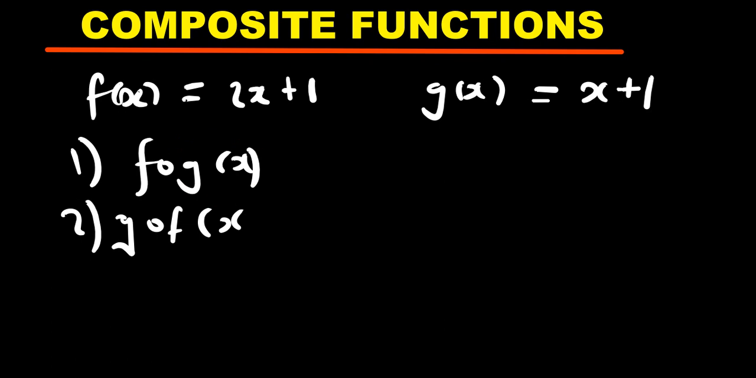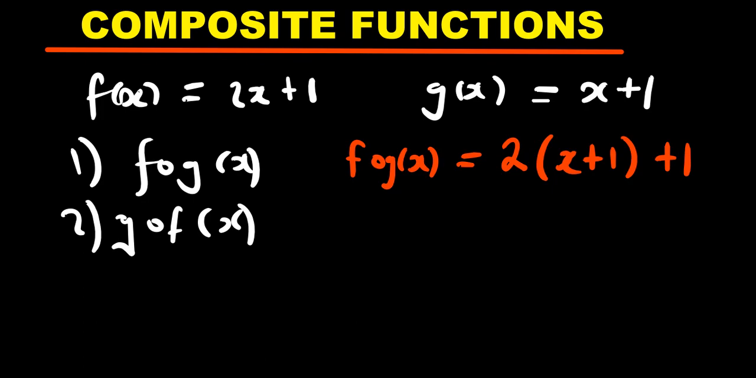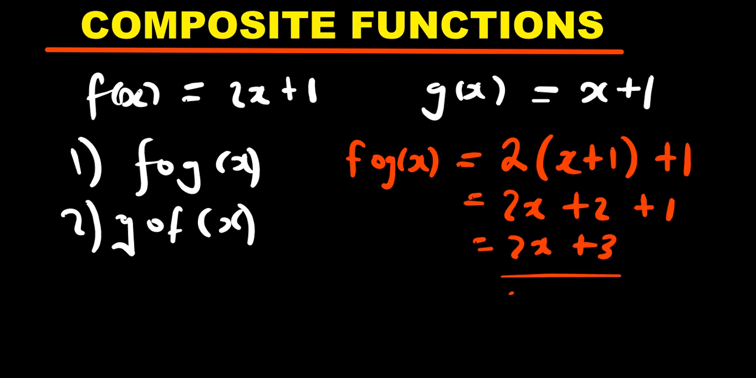Let's solve the first one. So you're going to say your f of g of x will just be equal to 2, because that's the function f of x. So wherever there's x, we're going to be replacing by g of x. Our g of x is x plus 1, so there's a plus 1 at the end. So you solve this, it will be 2x plus 2 plus 1. That will just give us 2x plus 3. So this will be your answer.